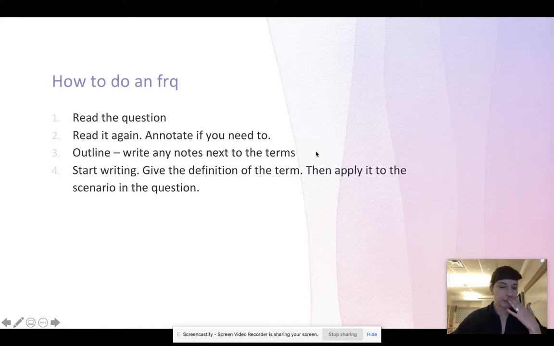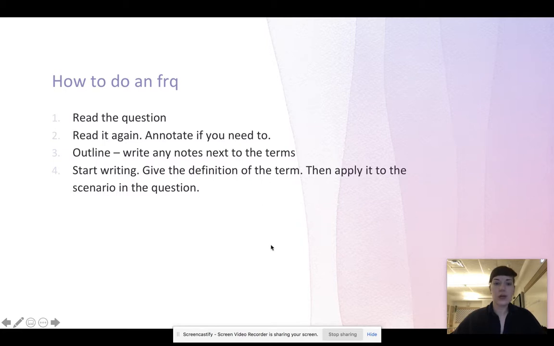And when you start writing, like we said, you're going to do 2 sentences max. The first thing you're going to do is give the definition of the term, and the second thing you're going to do is apply it to the scenario in question. If you don't apply the term to the scenario in question, so let's say you only give the definition, you won't get the point for that term. You must apply it to the scenario, okay?